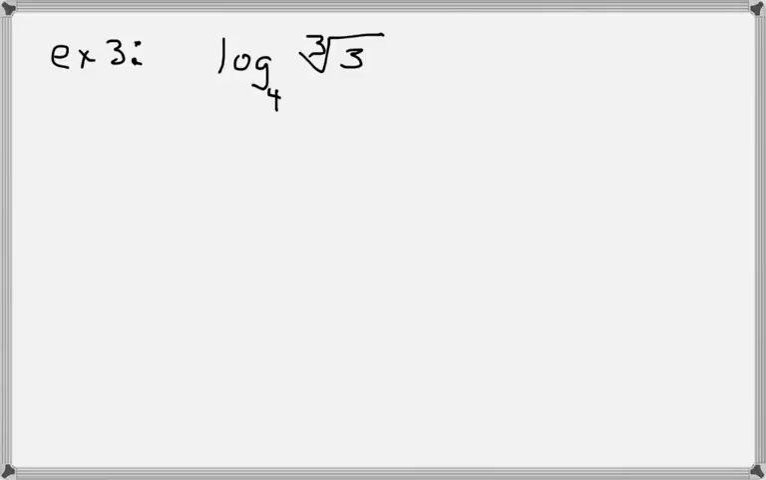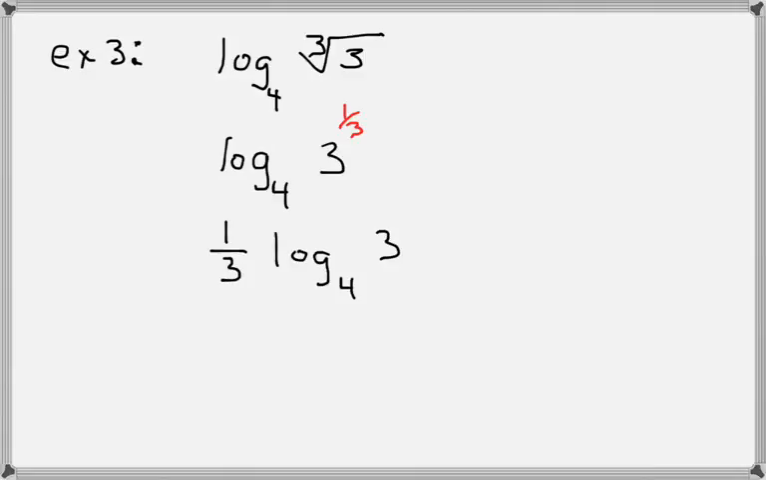So here we have log base 4 of the cube root of 3. We can rewrite that cube root as a power. So we have the log base 4 of 3, and we can rewrite that cube root as a 1/3. So now it matches, and we can go ahead and move that exponent to the front as a coefficient. So 1/3 times the log base 4 of 3.